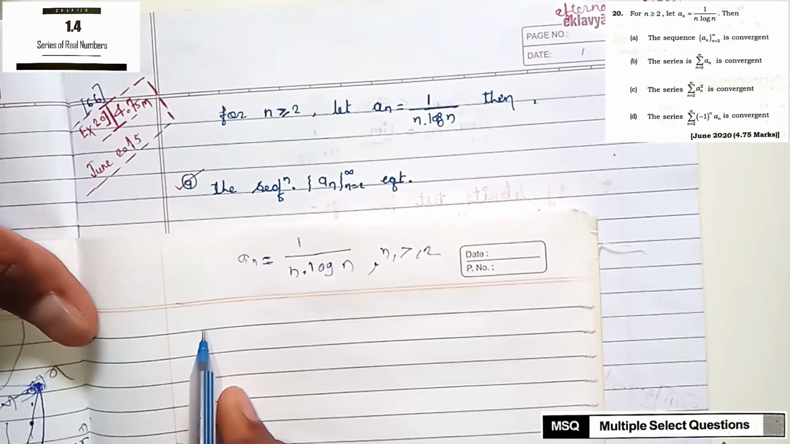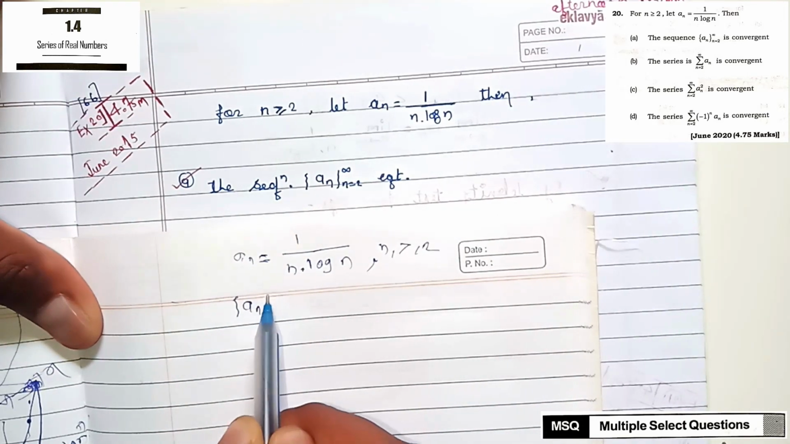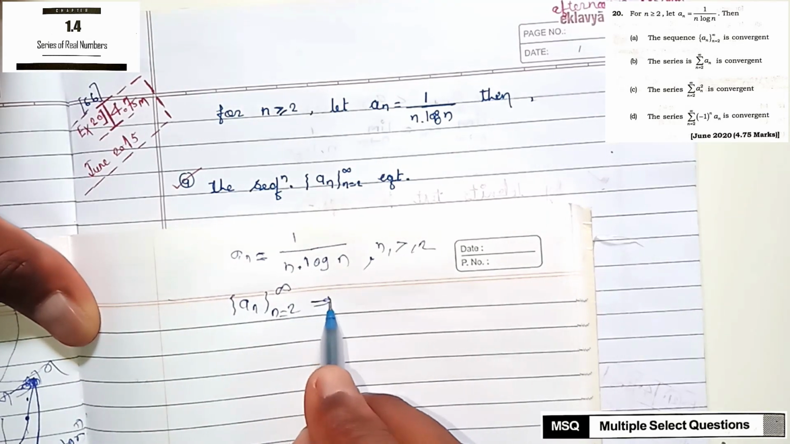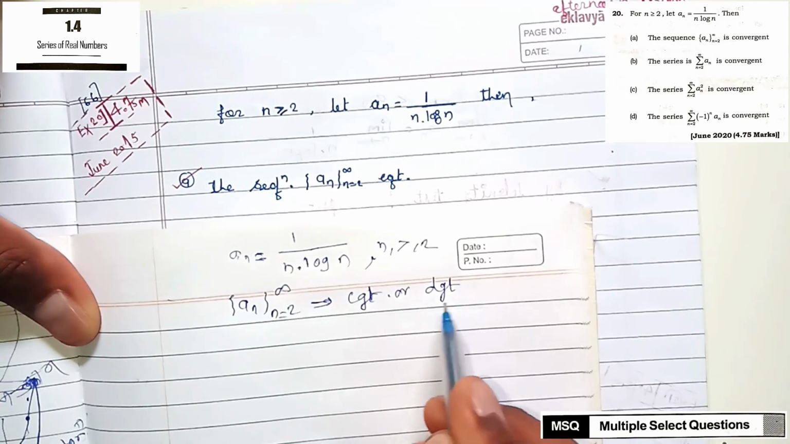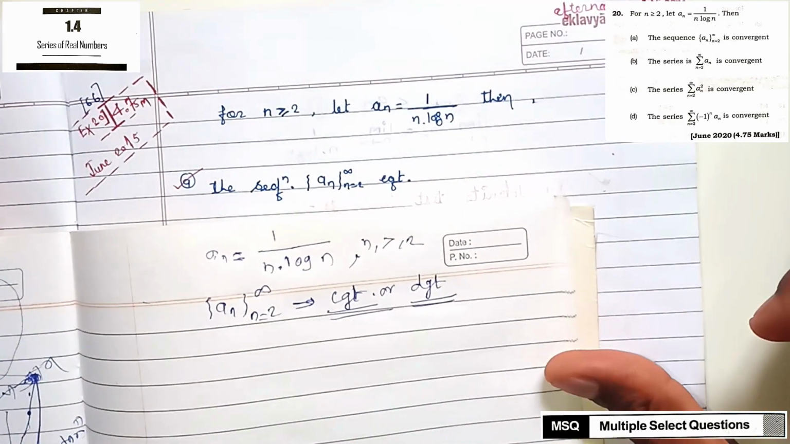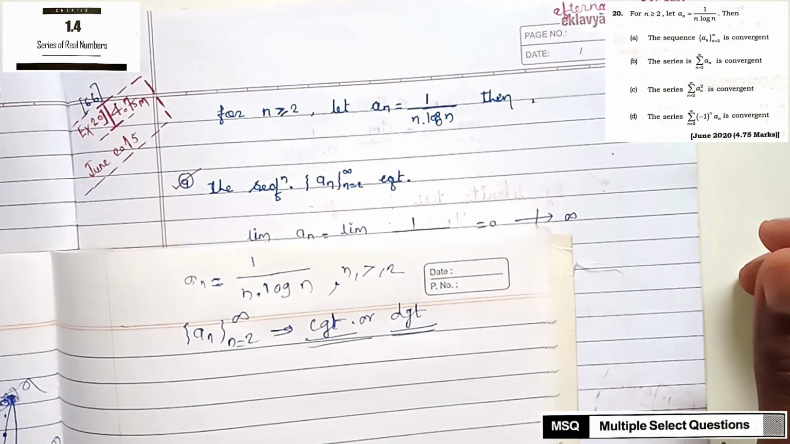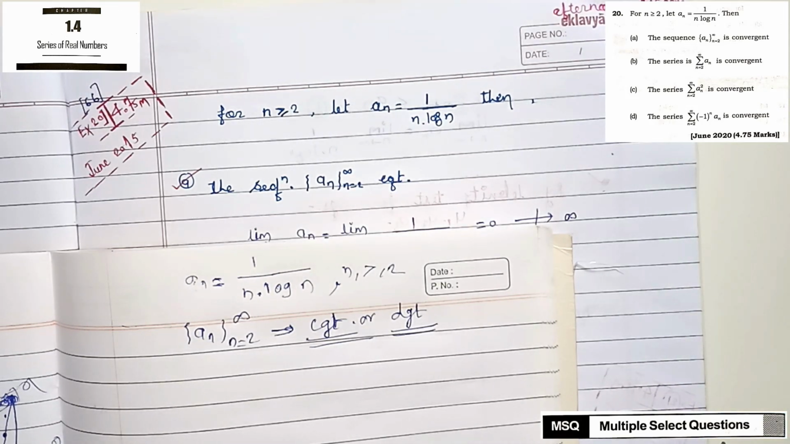We have to check the sequence. We represent the sequence as a_n, n equal to 2 to infinity. Whether this sequence is convergent or divergent, we have to check. Now let me explain the meaning of convergent here. When we say that a sequence is convergent, convergent means the terms land on some fixed point within that interval.